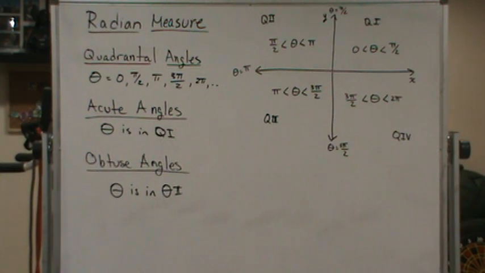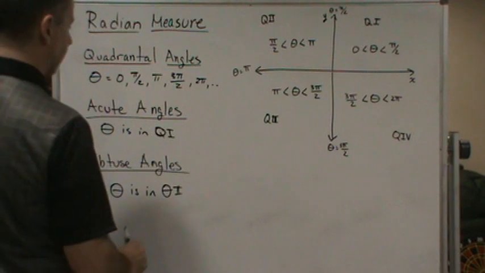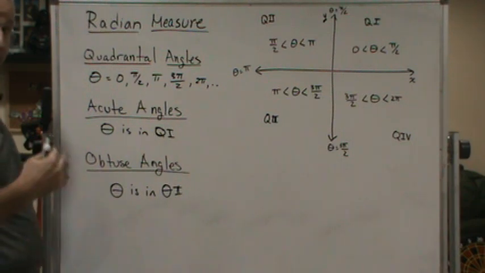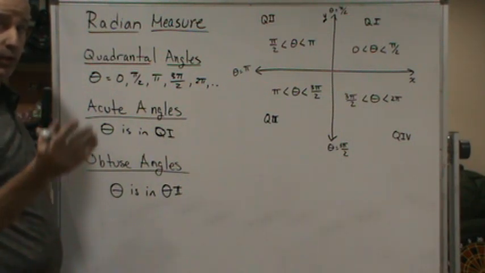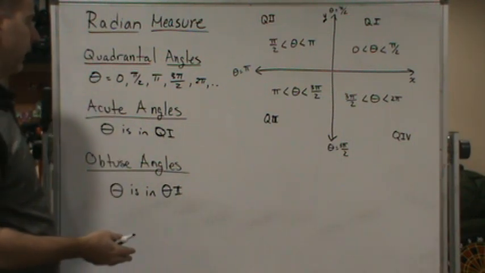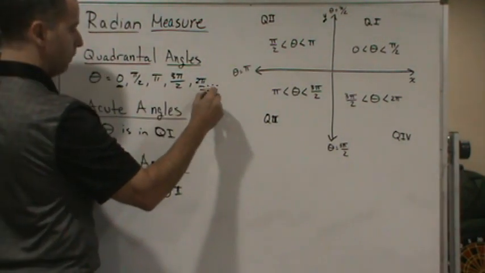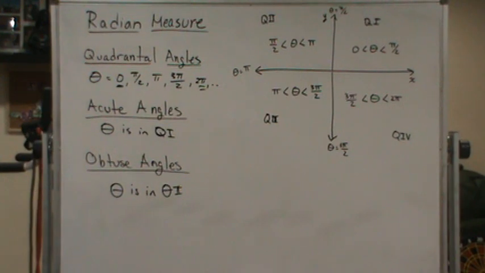Also, keep in mind that we could talk about coterminal angles. Remember, coterminal angles are angles that have the same initial and terminal side. For example, 0 and 2 pi are coterminal angles.